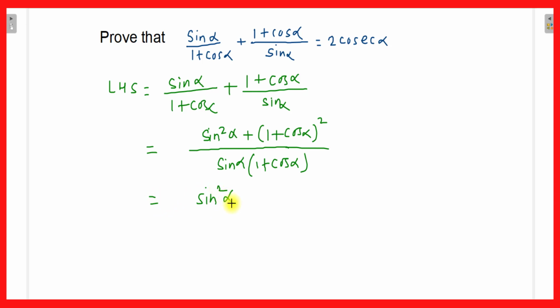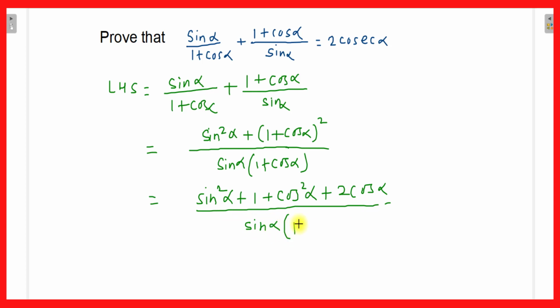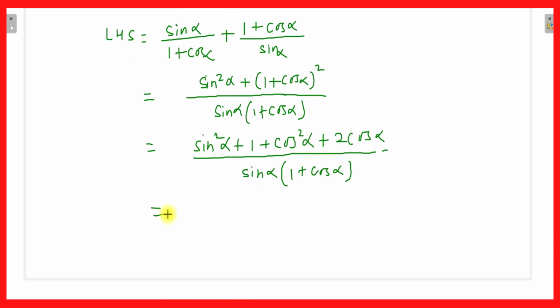sin square alpha plus, this will be a plus b bracket square, that is a square plus b square plus 2ab. A square will be 1, plus b square, that will be cos square alpha, plus 2ab. So 2 into 1 into b, that is cos alpha, so that is 2 cos of alpha, upon sin alpha into bracket 1 plus cos of alpha. Now here, which is equal to sin square alpha plus cos square alpha, that is 1, that you know. So this 1 plus 1 will be 2, and so it is 2 plus 2 cos of alpha upon sin alpha into bracket 1 plus cos alpha.